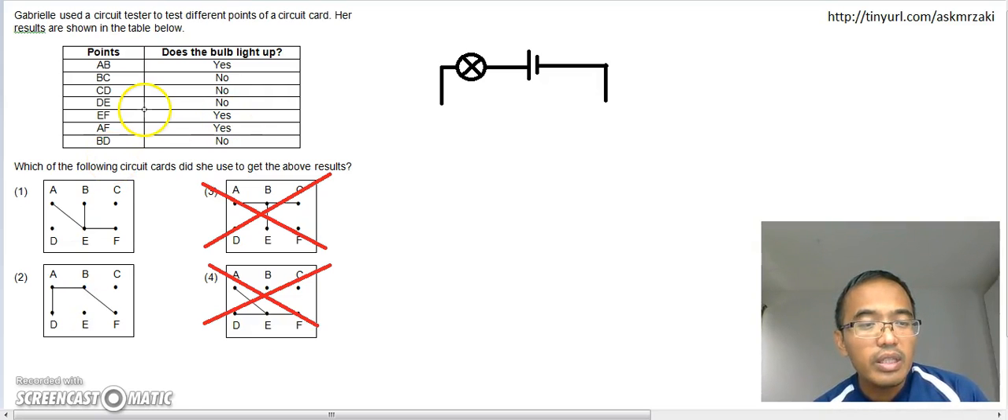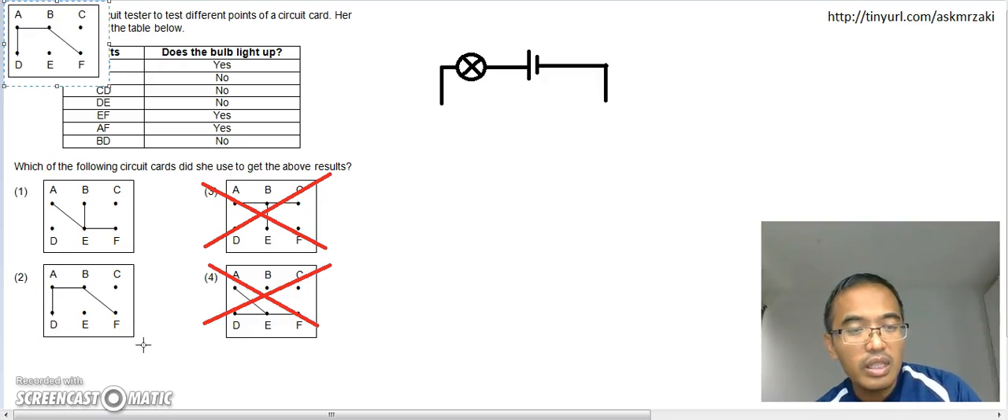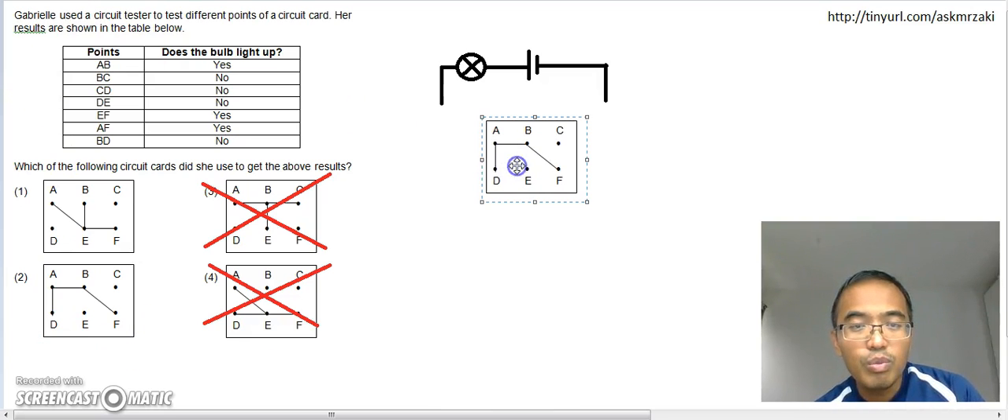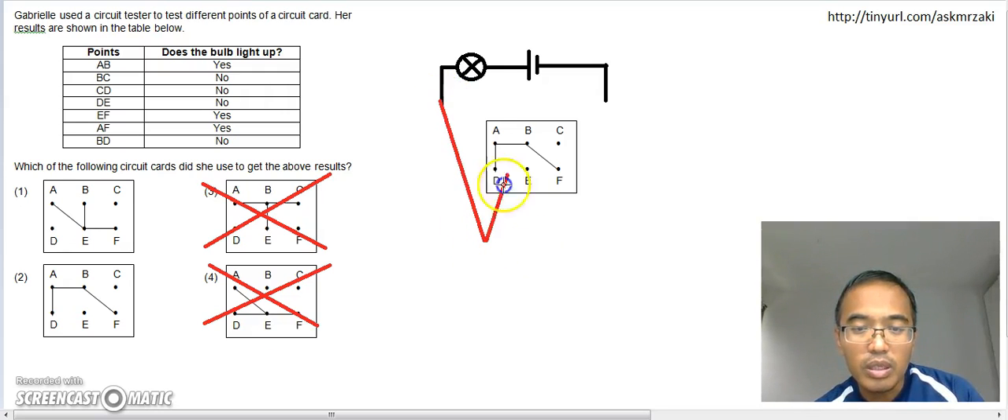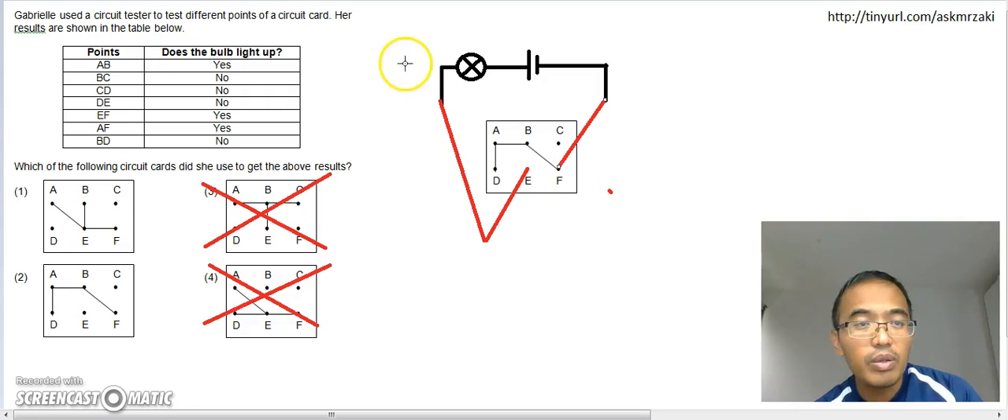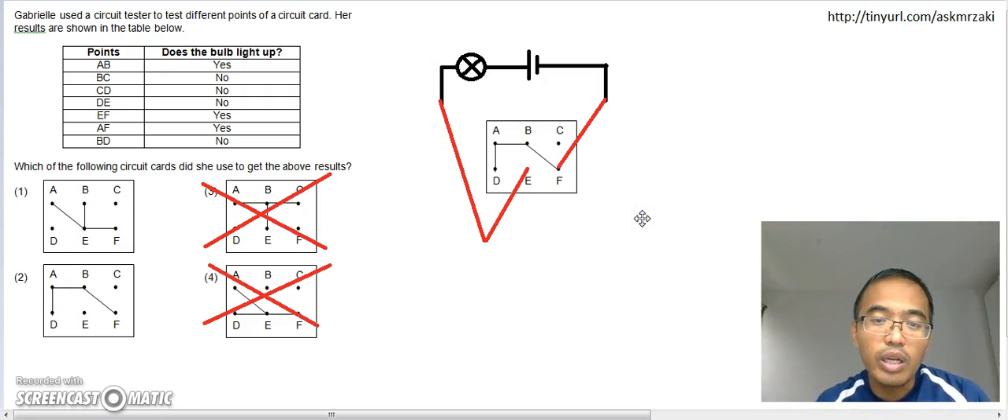Now let's look at E and F. E and F will light up. But this is where we can eliminate option 2. You can see that E and F, if I put the wires here, E here and F here, will it light up? No, it will not light up, right? Why won't it light up?